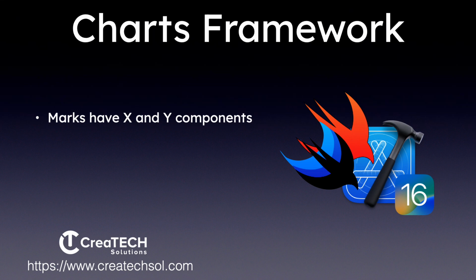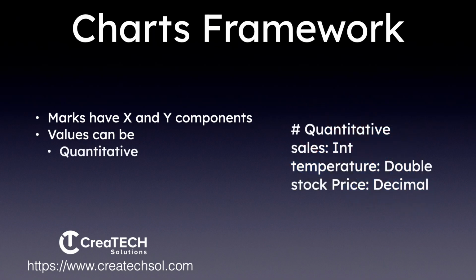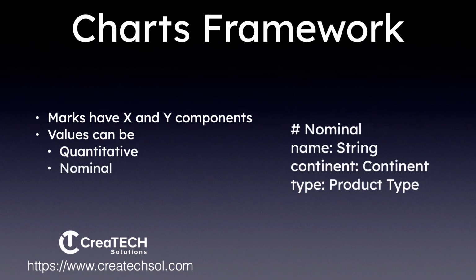Now, each mark has a value for both the X and Y component, but don't get fixated on X and Y in the traditional graph paradigm where X is along the horizontal and Y is on the vertical axis. The values can fall into one of three different categories. Quantitative, and quantitative is numerical data such as the number of products sold or the temperature of a room or the price of a stock. So it's an int, a float, or a double.